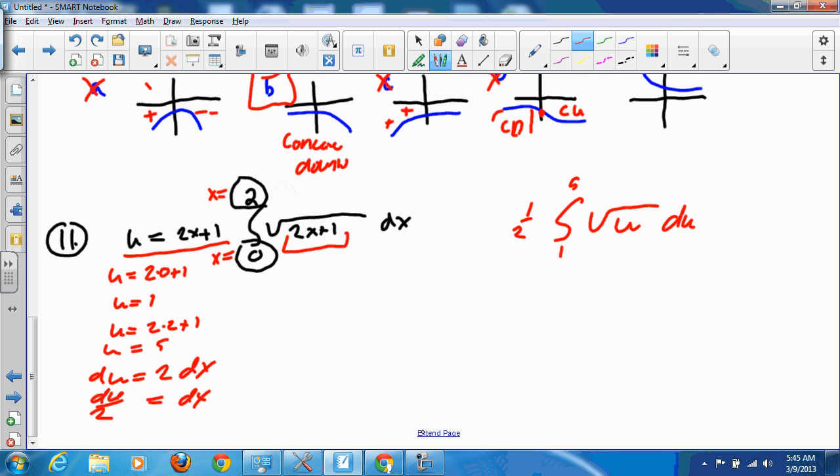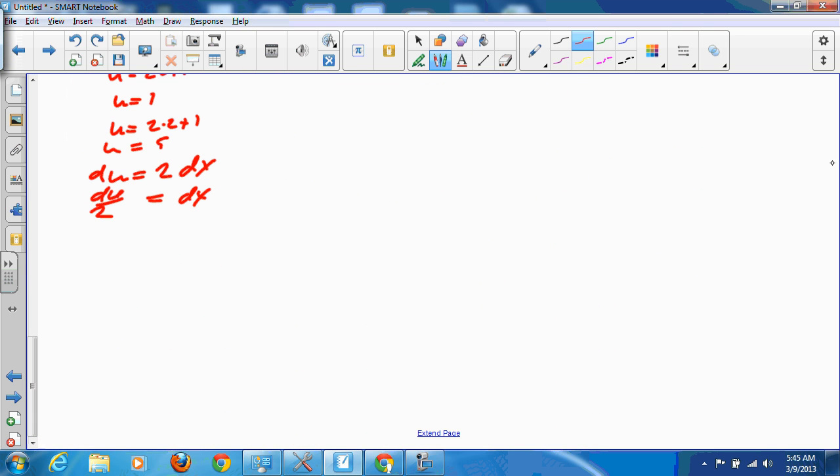Alright. We can squeeze number 12 in over here. Let me change colors. Number 12, they're making a statement. They're saying that this looks like a related rate problem, but they don't want you to solve anything. They just want you to translate it.